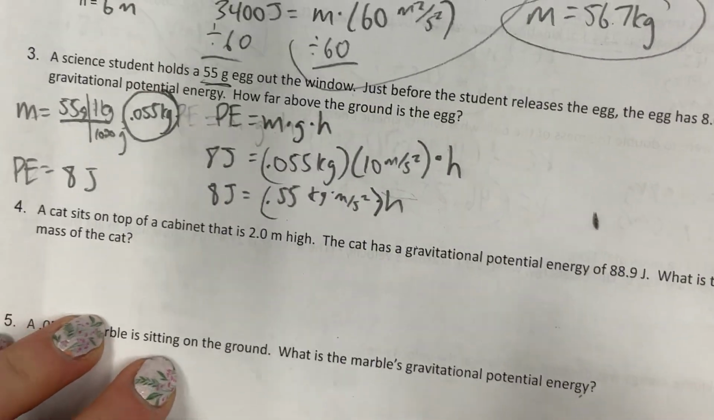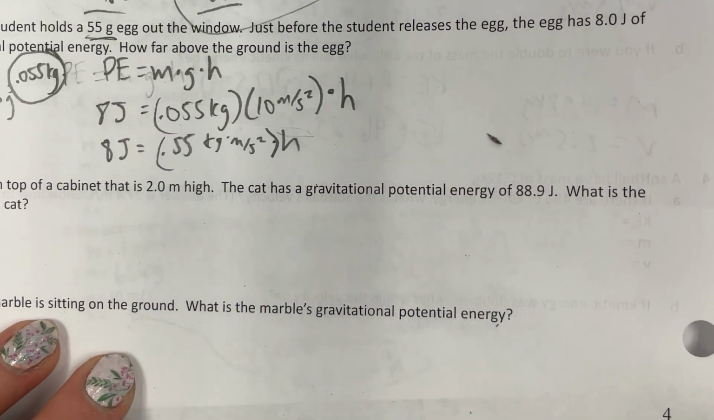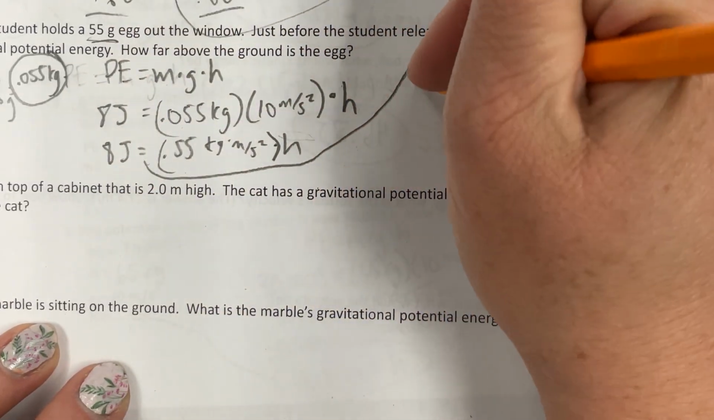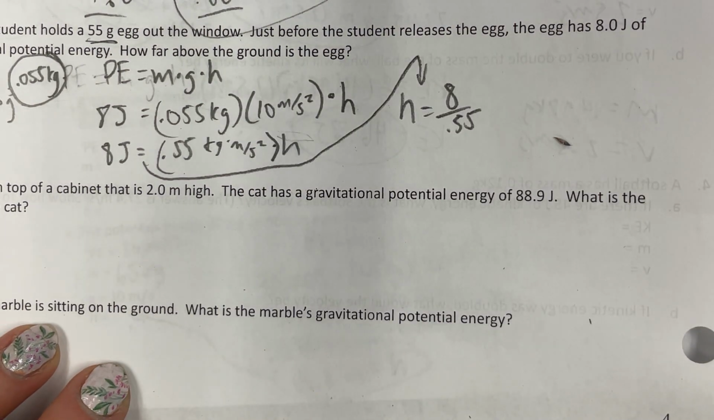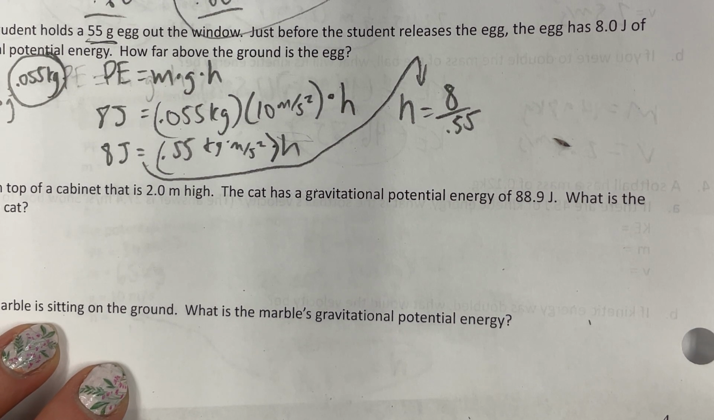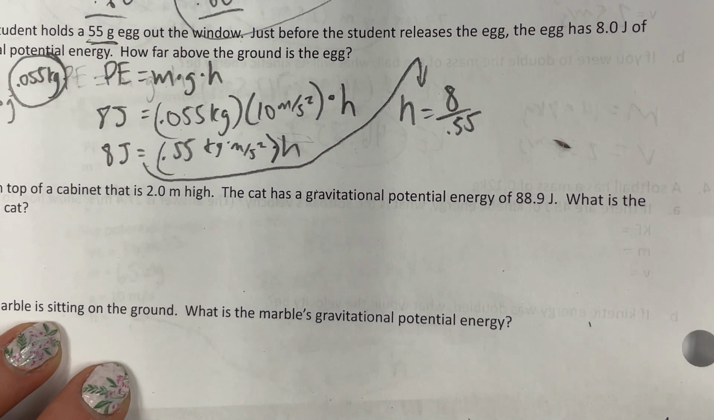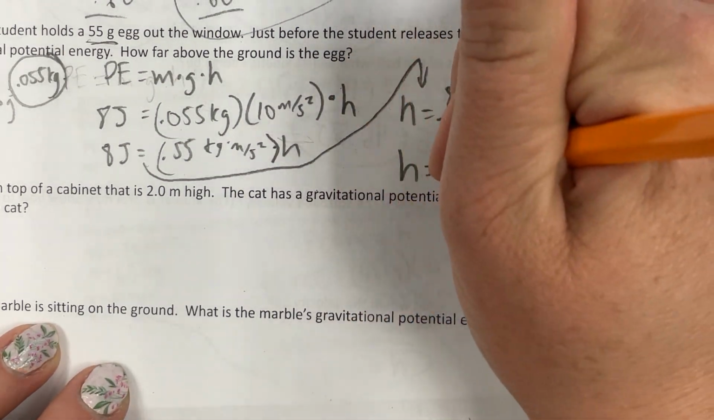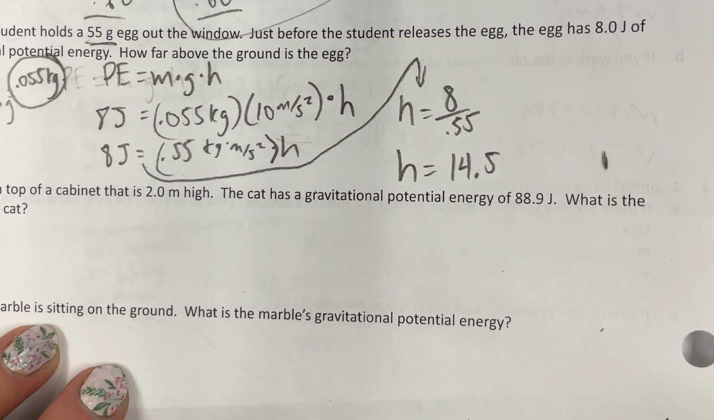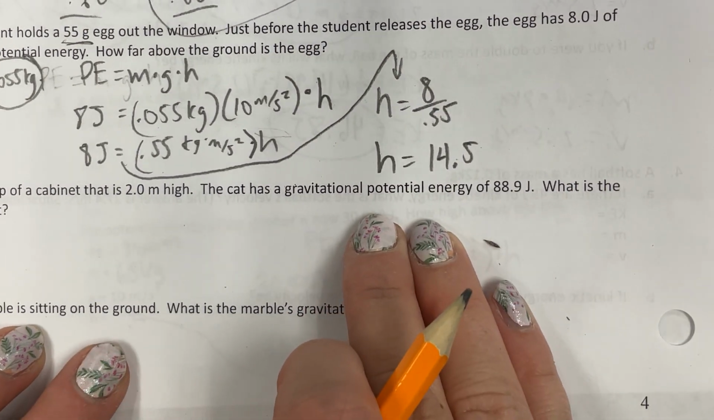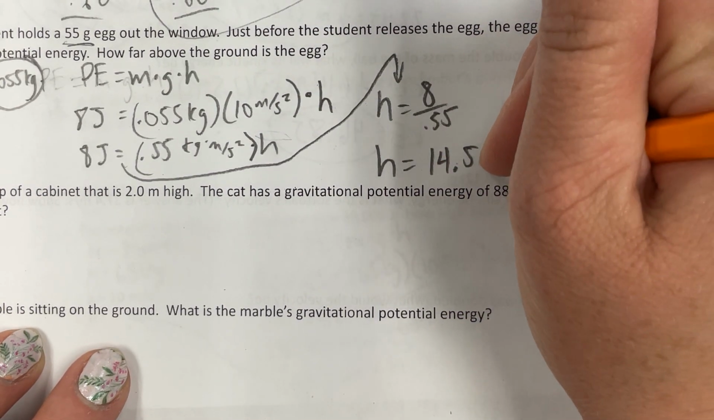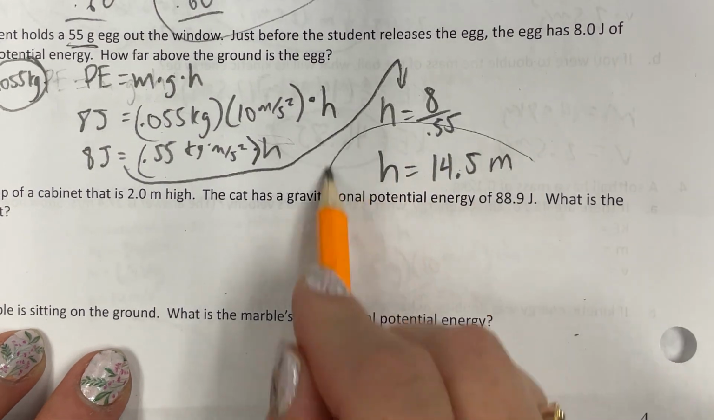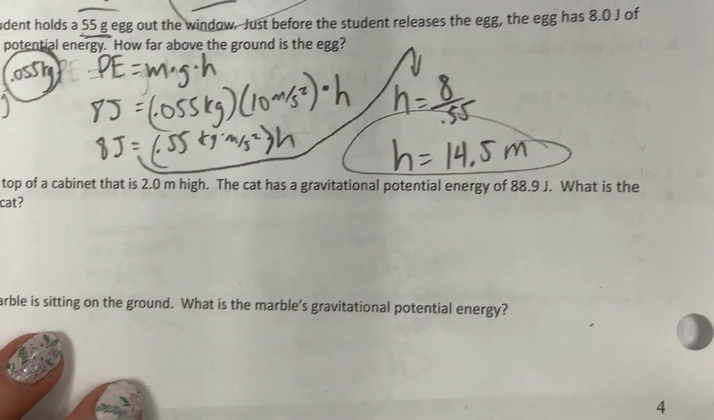So I'm going to end up with h is going to be whatever 8 divided by 0.55 is. Well, 8 divided by 0.55, that's going to be 14.5. And since everything was standard for my units, what should be my units for height then? The units for height should be in our standard units for distance, which is meters. Good. So our height should be 14.5 meters.